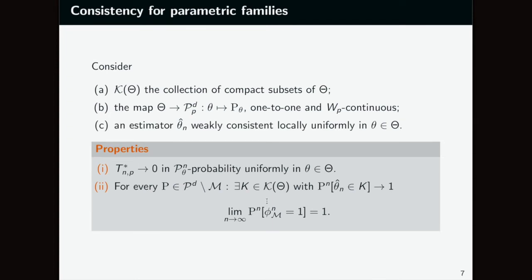We need that the map from big Theta to curly P is one-to-one and continuous with respect to the Wasserstein distance, and we also require this estimator of theta to be weakly consistent locally uniformly in theta. With this, we can prove that uniformly in theta, the test statistic will converge to zero, and for every P not belonging to the model, provided a small technical condition, we will have consistency.